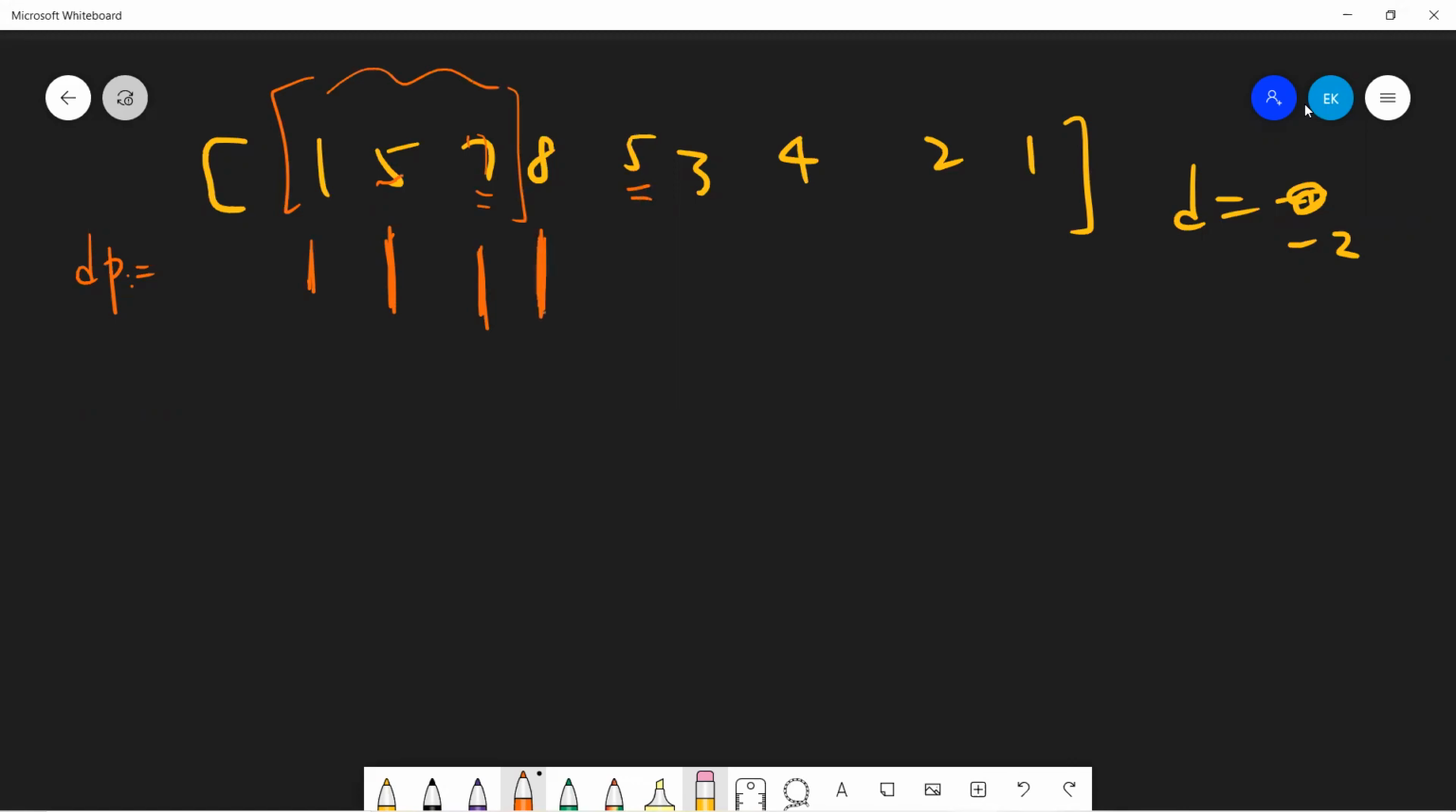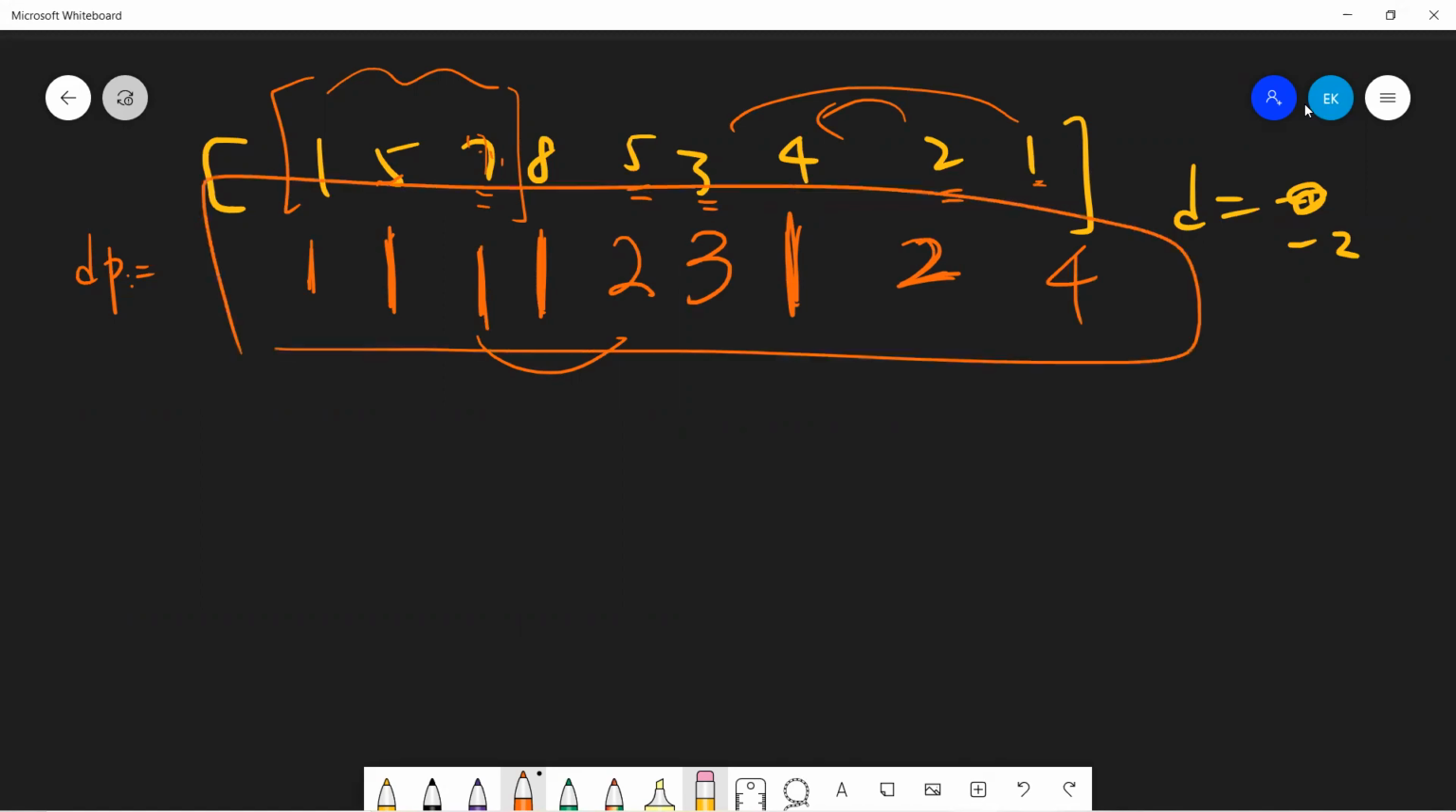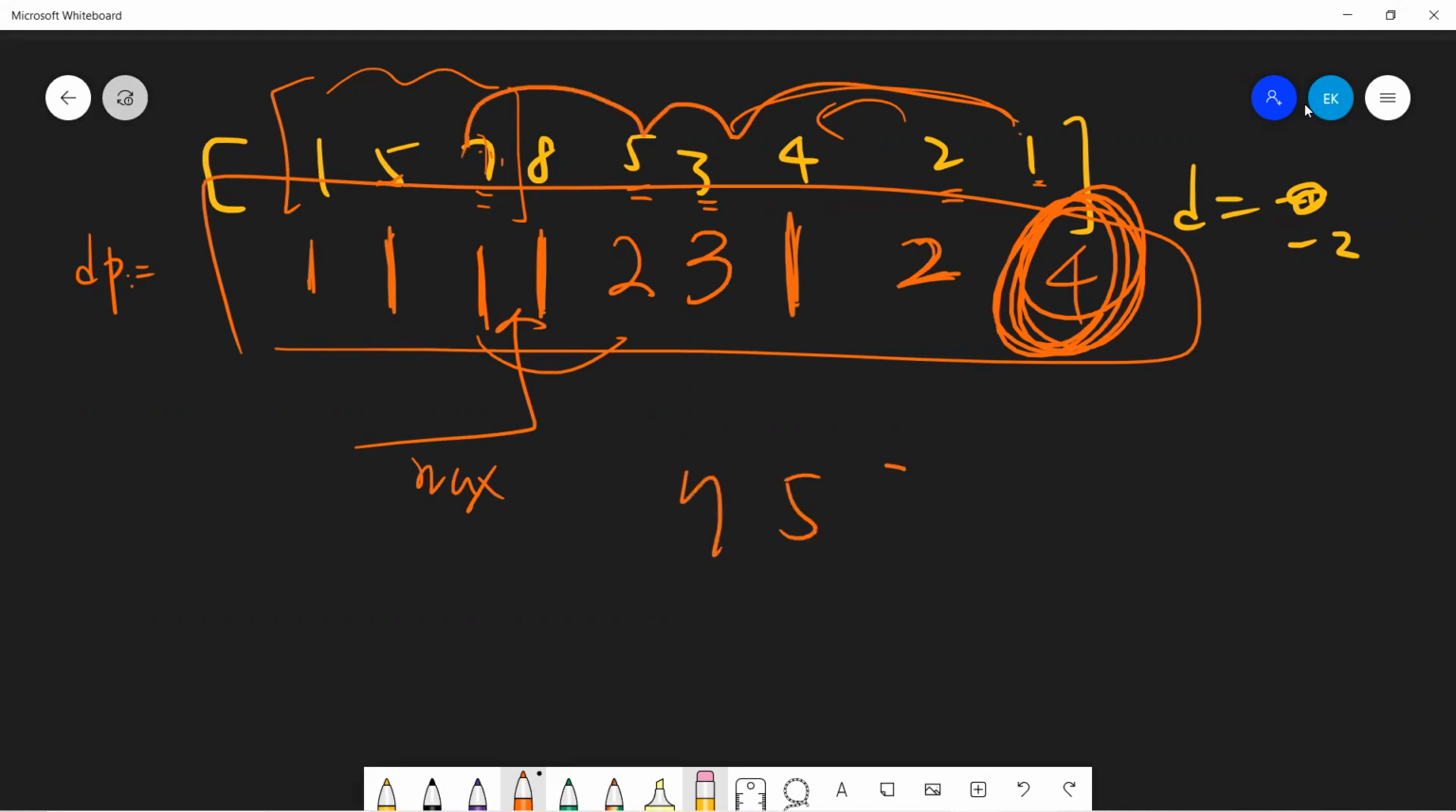Now 5: 5 add 2 is 7, and 7 exists, so I can add 1 and it becomes 2. And the 3: 3 add 2 is 5, which exists, so 3 will be 3. The 4: 4 minus -2 is 6, which doesn't exist, so 4 is 1. And the 2: 2 put 2. Then here, because there is a 3 and the 1 is 3, go back to here, and it's 4. Finally, just take the maximum of this dictionary, and you get 4. And then the answer will be this one. You can also trace back: you get 7, 5, 3, 1.